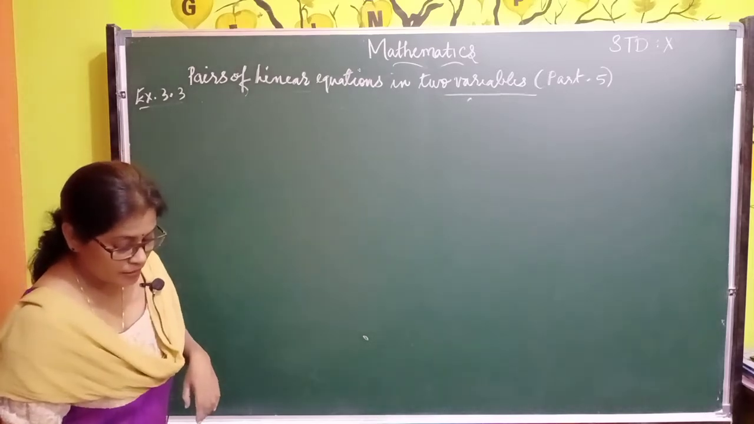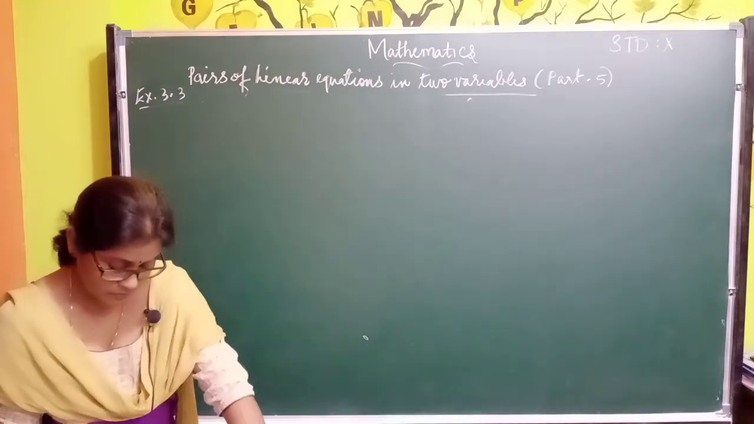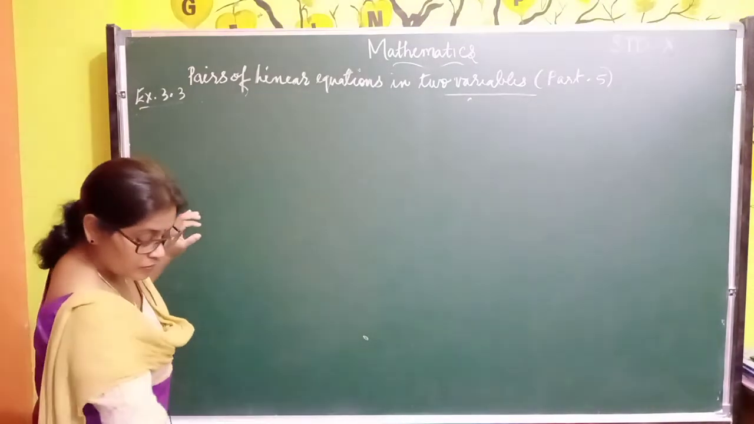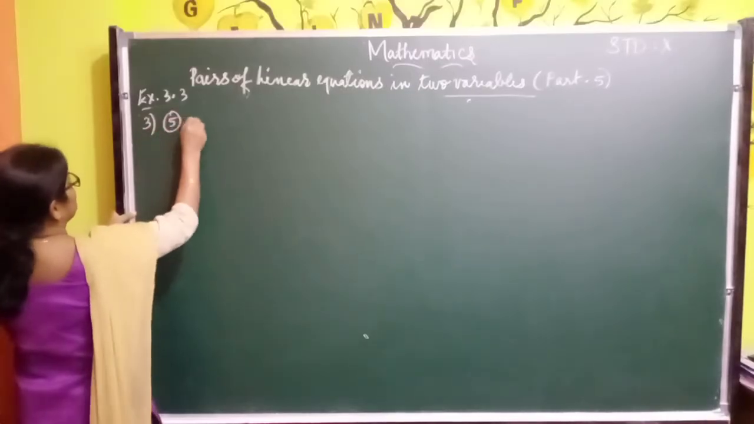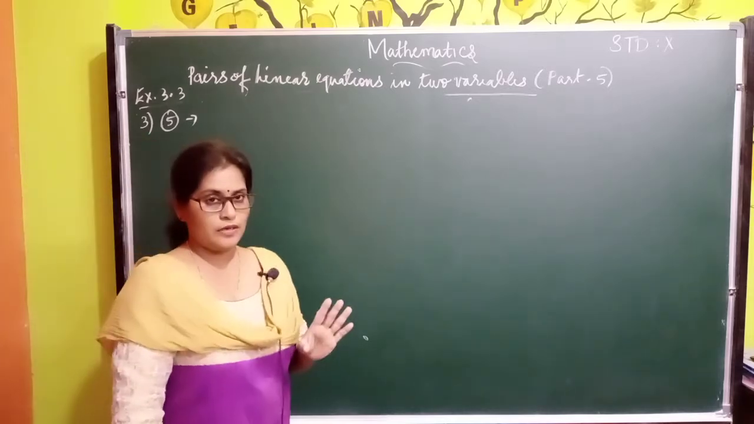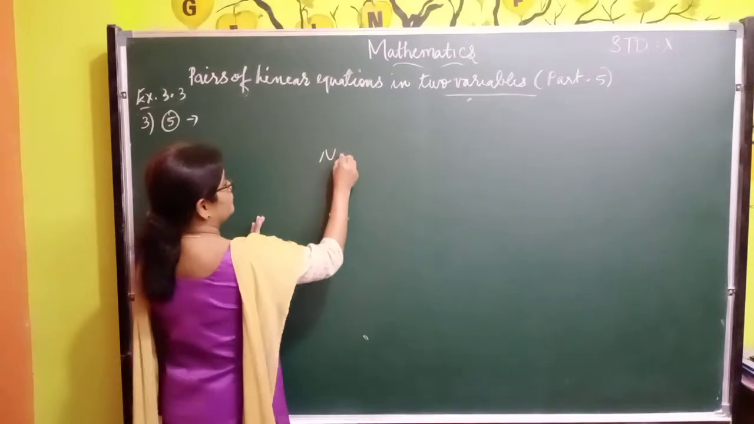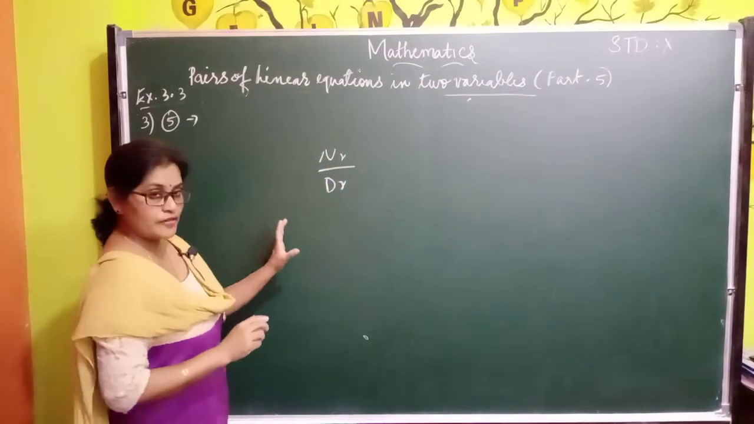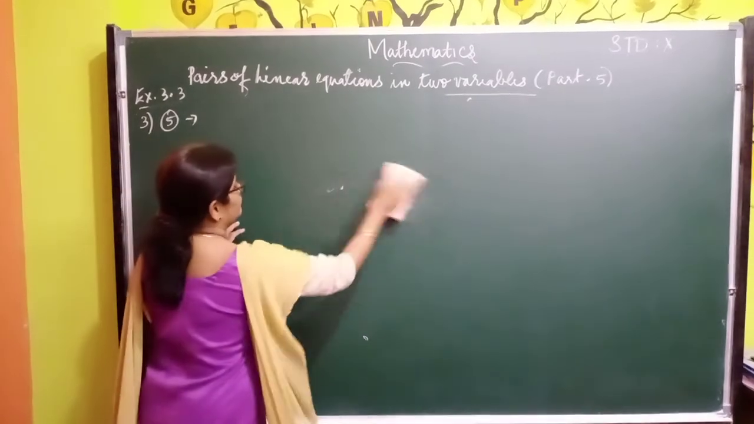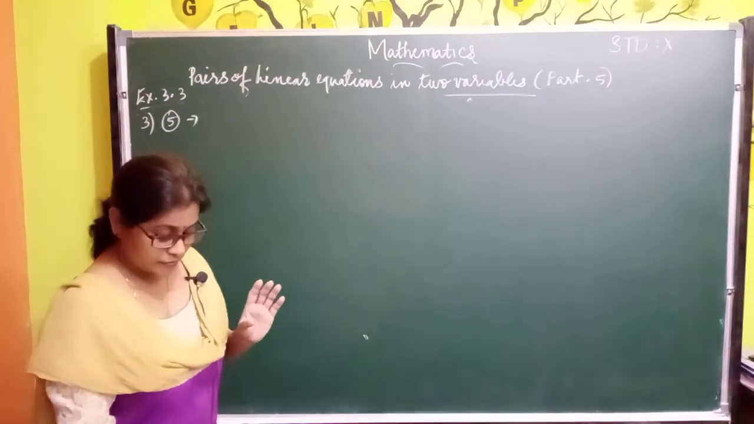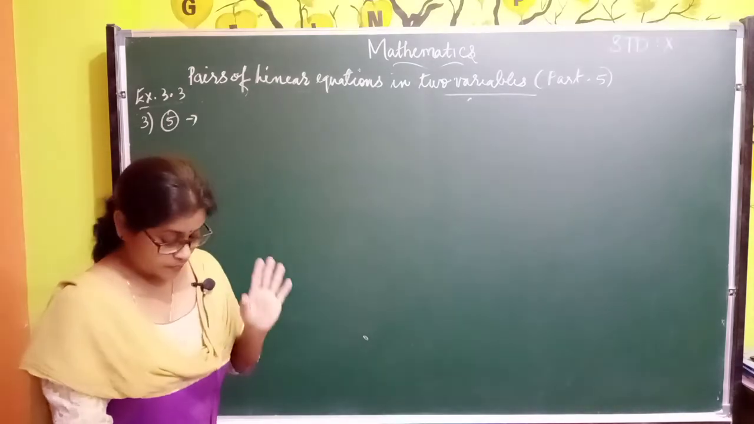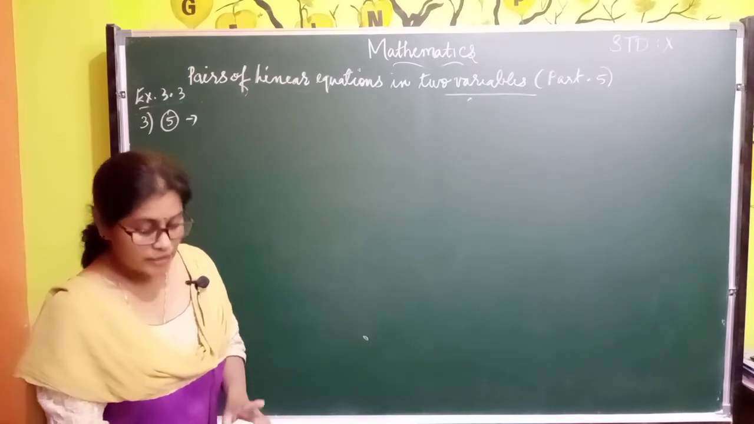Okay, now the fifth one I'll show you. Question number 3, number 5. A fraction becomes 9 by 11 if 2 is added to both the numerator and denominator. If 3 is added to both numerator and denominator, it becomes 5 by 6. You have to get a fraction. A fraction means numerator by denominator, so let us take x by y as the fraction.